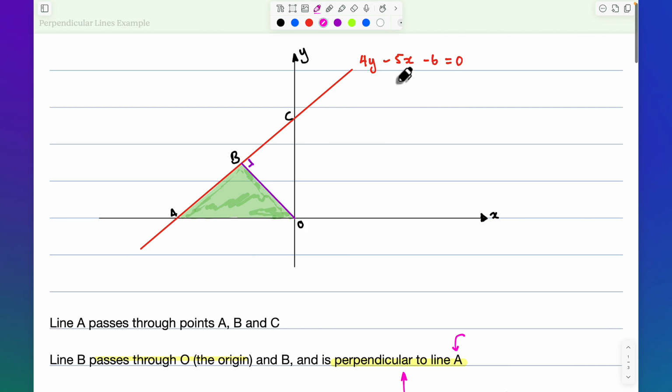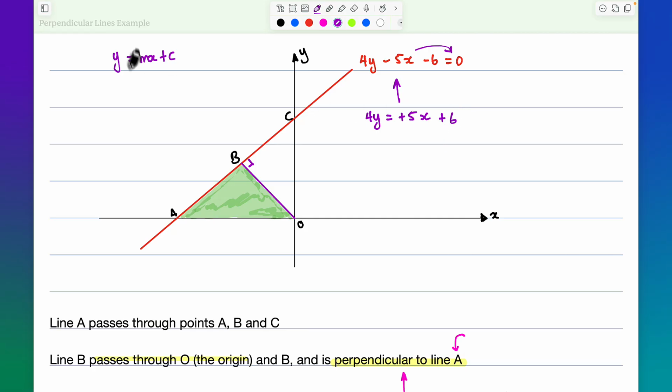With line A, we were actually given the equation directly. So I can take this, 4y minus 5x minus 6. In order for me to get the gradient, I need it in the form y is equal to mx plus c. That means for this whole equation, I need to make y the subject of the formula, so move everything else to the right-hand side. So 4y is equal to, when the -5x goes to the other side, it becomes positive 5x. Same with the -6, that becomes positive 6.